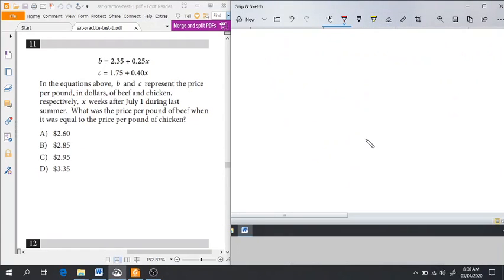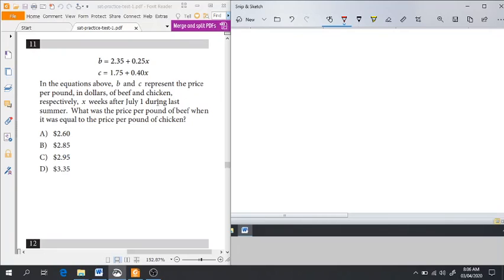Question number 11 is: in the equation above, B and C represent the price per pound in dollars of beef and chicken respectively, x weeks after July 1 during last summer. What was the price per pound of beef when it was equal to the price per pound of chicken? So when they are saying this, both of the prices were equal. To get the price of beef, you should know the value of x. How do you solve here? You can solve for x by equating both equations with each other.